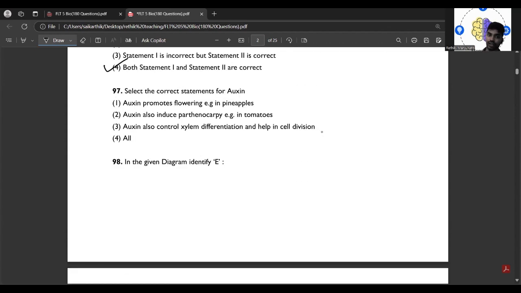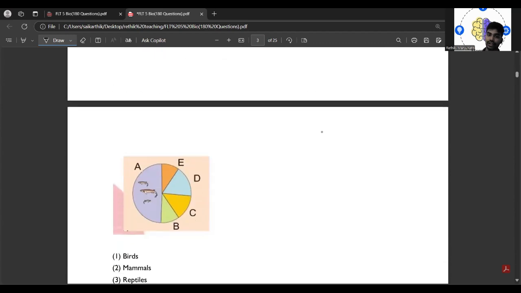Next, the 97th question: select the correct statements for auxin. All the statements are actually correct. Auxin promotes flowering, which is correct, and it induces parthenocarpy, for example in tomato. It also controls xylem differentiation and helps in cell division. Everything is correct.